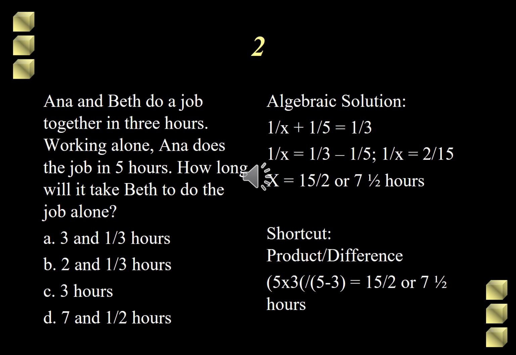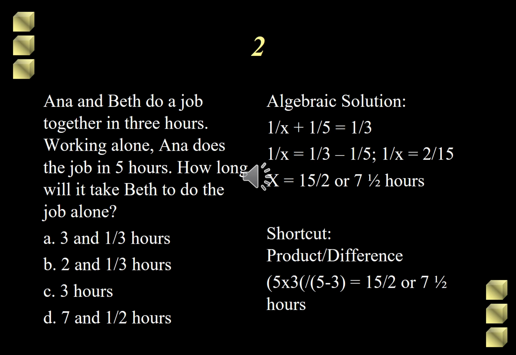So 1 over x therefore is 2 over 15. That's the simplified form. And solving for x, I can just reverse the order. I can make x the numerator using the inverse, finding the inverse of 1 over x.